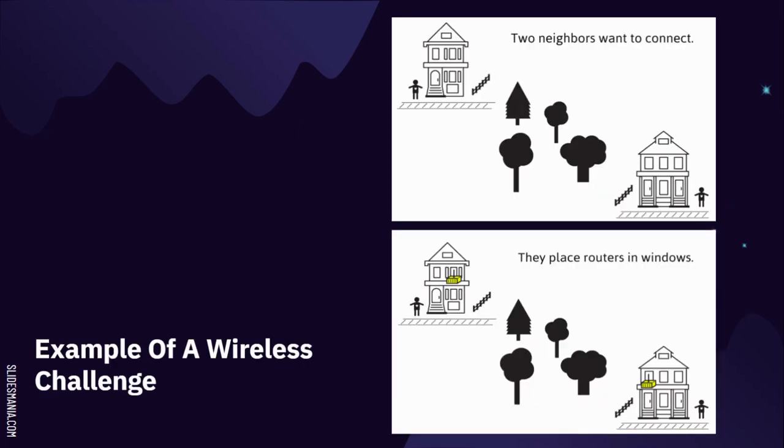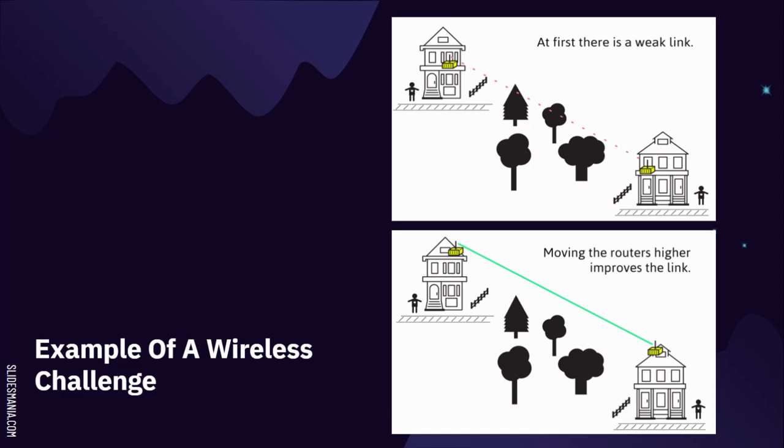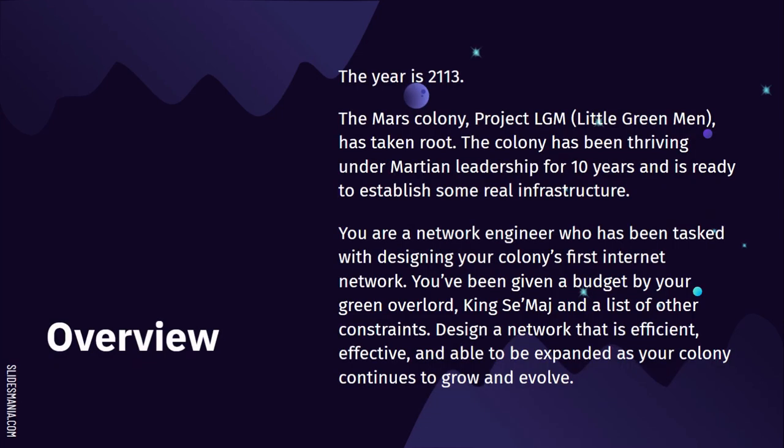Here is an example of a challenge that students will work on leading up to this project. In the first slide up top here, you see that two neighbors want to connect their networks. They place routers in their windows, but they find that there's a weak link because of all the trees and vegetation that are in the way. So a solution for this would be moving the routers to a higher level, which will improve the link. Students will go through a series of these challenges before they make it to this project. Once they get to this project, the overview is as follows.